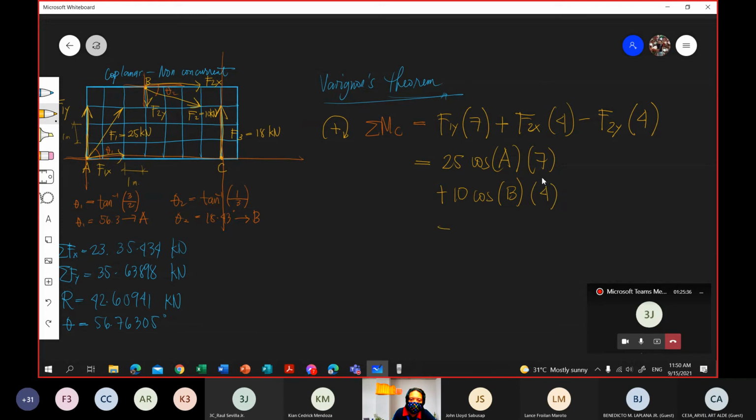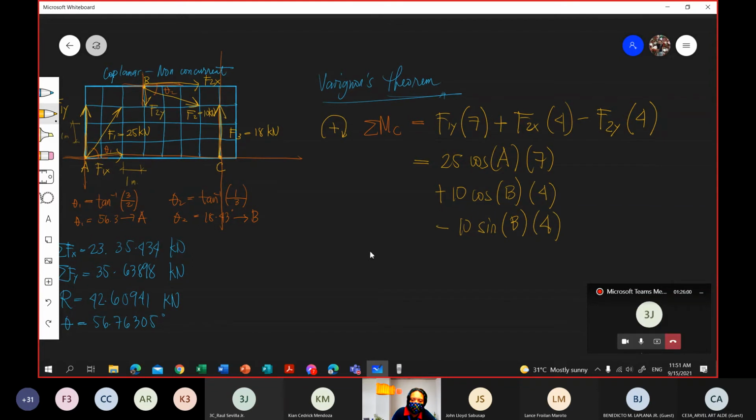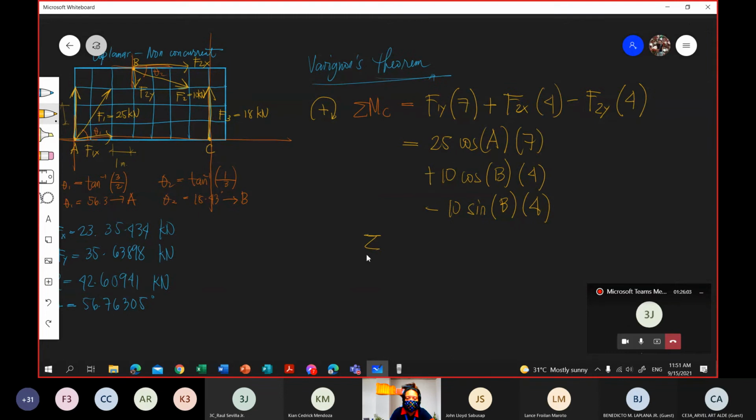Minus F2y. F2y is 10 sine of theta 2, which is stored at B. So, B, multiplied by, again, 4. So your summation of moments at C is now equal to 25 cosine A times 7.